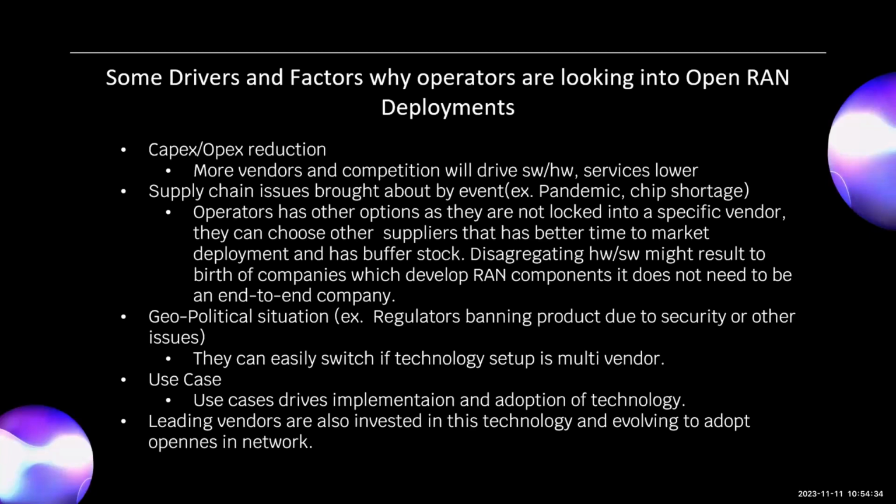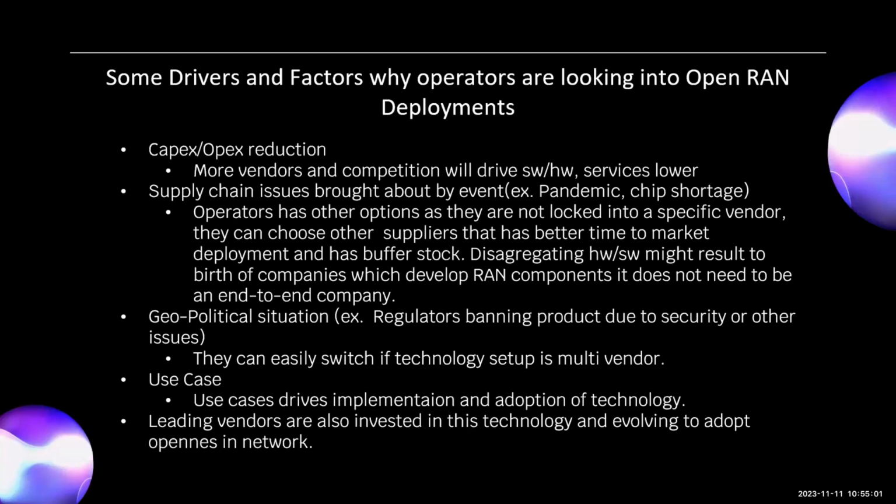So for example, we had the pandemic, chip shortage. Operator has other options as they are not locked into a specific vendor. They can choose other suppliers that have better time to market, deployment, and have buffer stock. Disaggregating hardware and software might result in the birth of companies which develop RAN components. It does not need to be an end-to-end company.